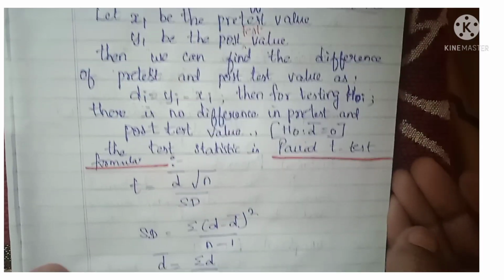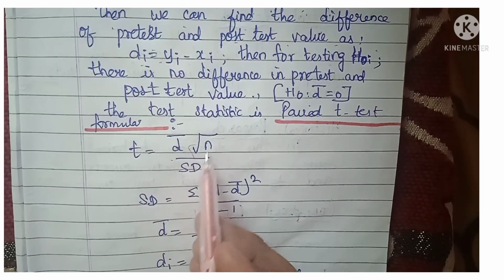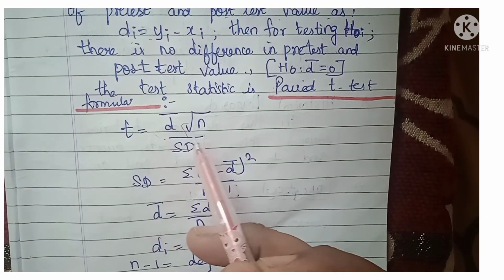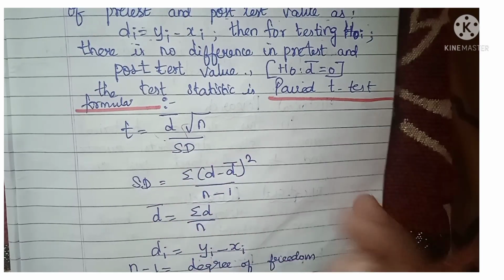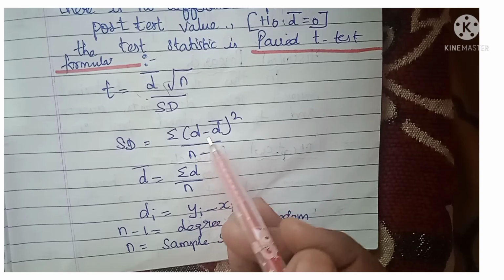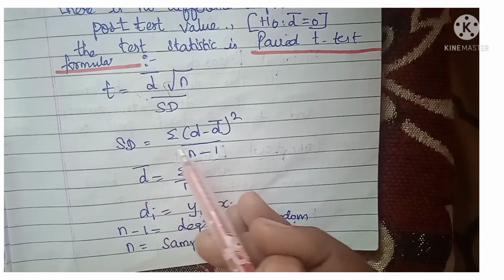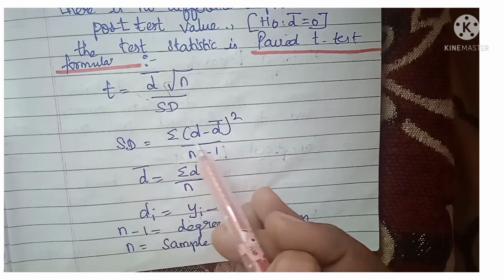Then the test statistic of paired t-test formula: t is equal to D bar square root of n divided by standard deviation. D bar into square root of n, that is sample size, divided by SD, standard deviation. What is the formula for calculating SD here? Square root of sigma d minus d bar whole square divided by n minus 1. The formula for calculating standard deviation, because it is a small sample, is the standard deviation for sample mean.